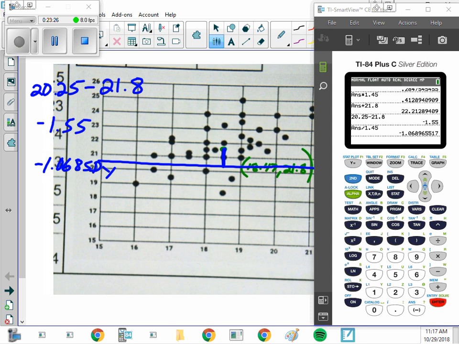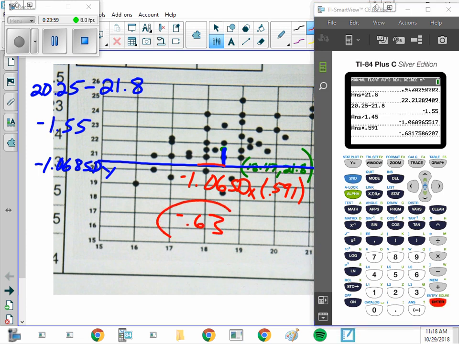Now what do I do? Well, my slope is positive, so if my Y values go down, I need to take my X values to the left. I'm going to go left 1.06 SDXs times 0.59, which is R. So take that times 0.591, and I get a value of negative 0.63. What does that number tell me? That is how many SDs below average the expected X value is.